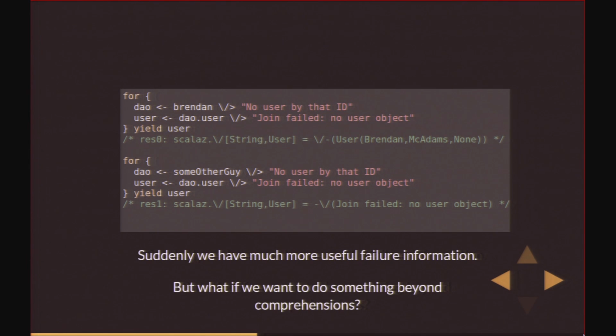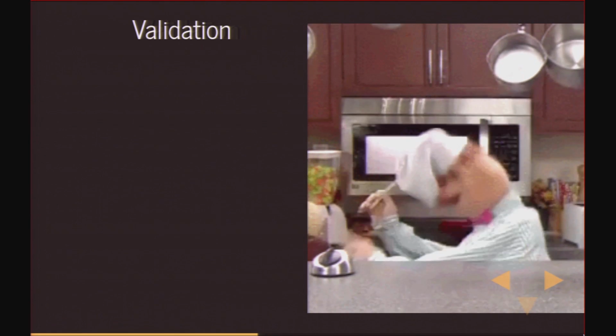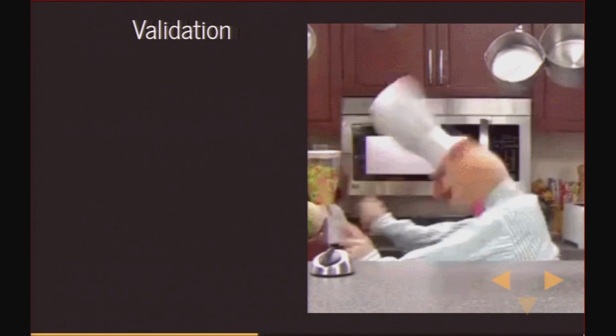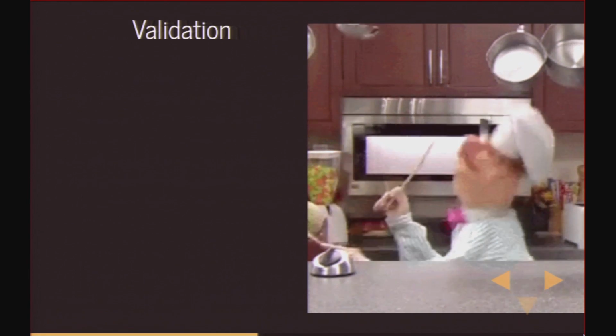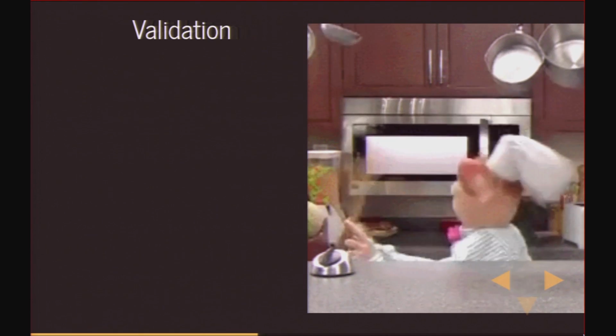But what if we want to do something beyond comprehensions? What if we want something more powerful? We want to combine lots of pieces of information or return multiple errors. This is where validation comes in. So this is the place where I started first, and it turns out that it wasn't the right place to start, but disjunction was. So validation was what led me into Scalaz, because I heard great things about having multiple errors all put together.